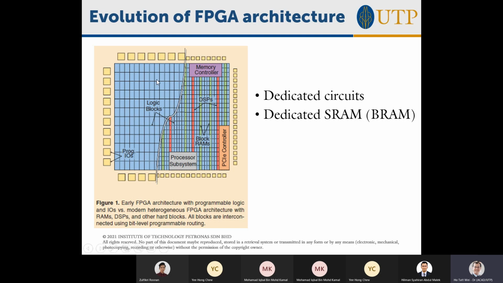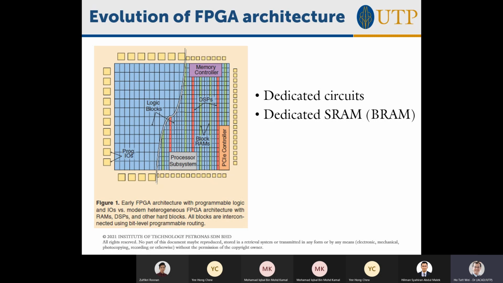So FPGA has evolved from just programmable logic blocks with routing and IOs, where all of this is now mixed together with dedicated circuits. What are dedicated circuits? Most likely you will see adders, multipliers, and RAM, usually static RAM, usually called block RAM. They're actually small chunks of static RAM distributed throughout the FPGA. And more advanced FPGAs will have a dedicated processor. It's not implemented in the lookup tables.